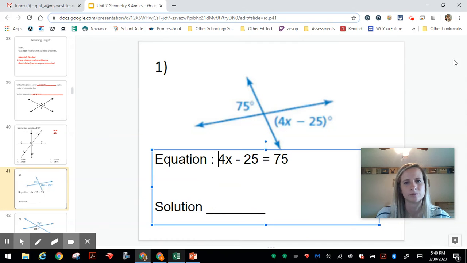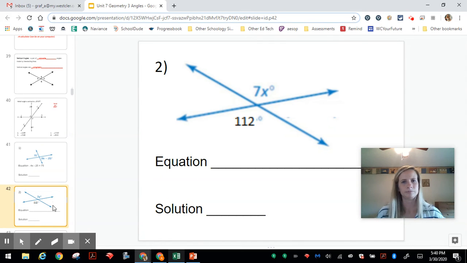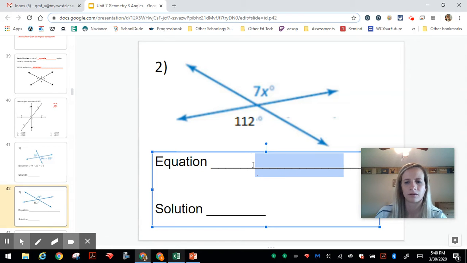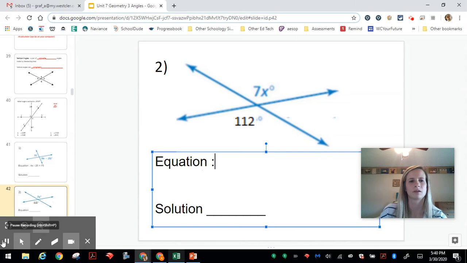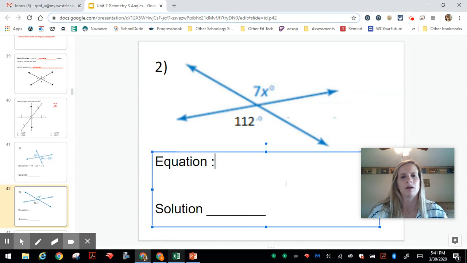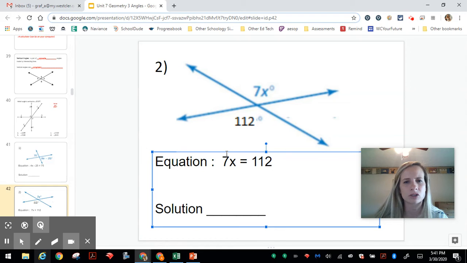Okay. All right, let's look at the next one. So are the 2 angles right there, are they vertical angles? Think about that. Yes, they are. So how am I going to set up an equation for those angles? Okay, so these 2 angles are equal to each other. So 7x is the one angle equals 112. So this is just a 1-step equation.